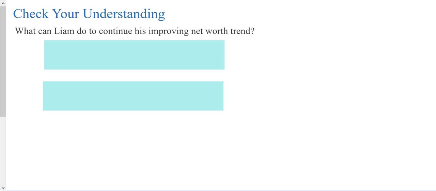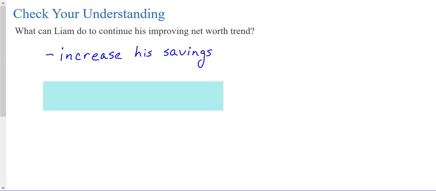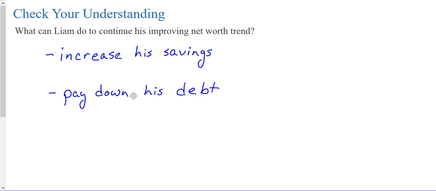So if Liam wanted to continue improving his net worth, he could do a couple of things. One of the things he could do is increase his savings, because by increasing your savings, your money amount is getting bigger. And the other thing he could do is pay down his debt. So if you don't owe as much liability or money to other people, then that also increases your net worth.